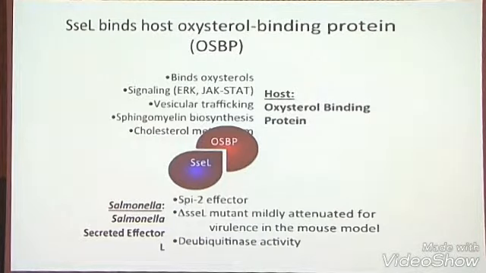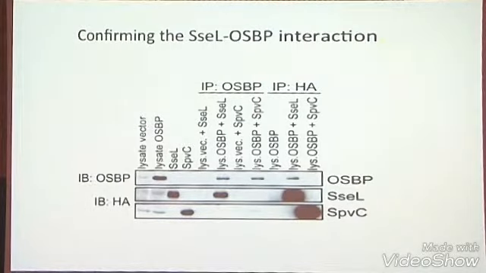So this SPI-2 effector binds OSBP. What does that do? Well, the first thing Siggy did was to prove this interaction was real. We showed it once on proteomics. Again, I don't want to go through the details of this plot, but the bottom line is that if you pull down with OSBP, you pull down the tagged SseL. And if you do the reciprocal experiment, pull down SseL, you pull down OSBP. So that confirmed the proteomics. These things do tend to bind, and proteomics was telling us the right thing.